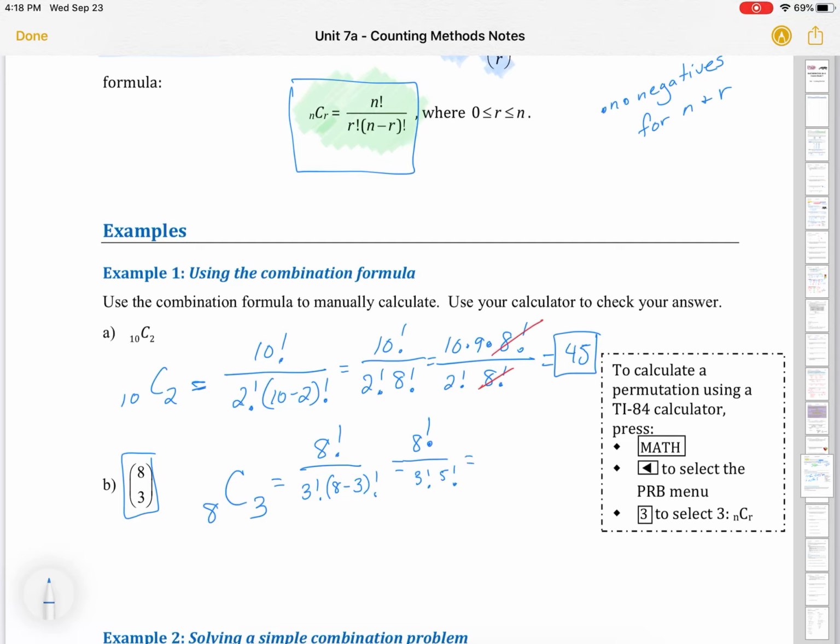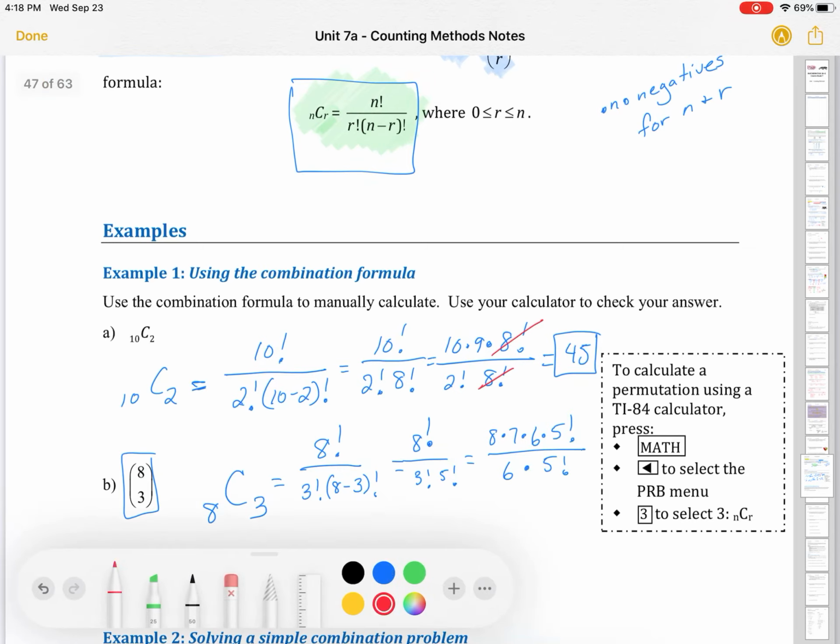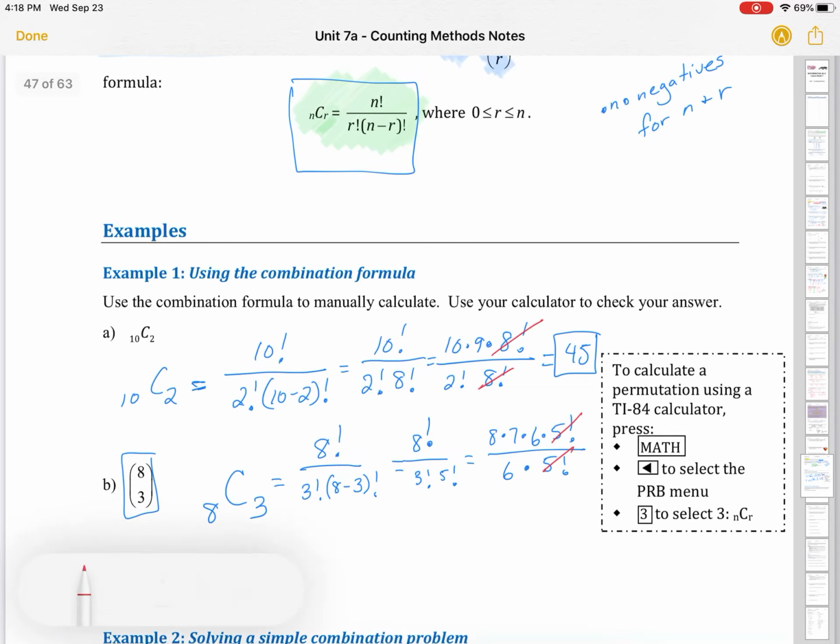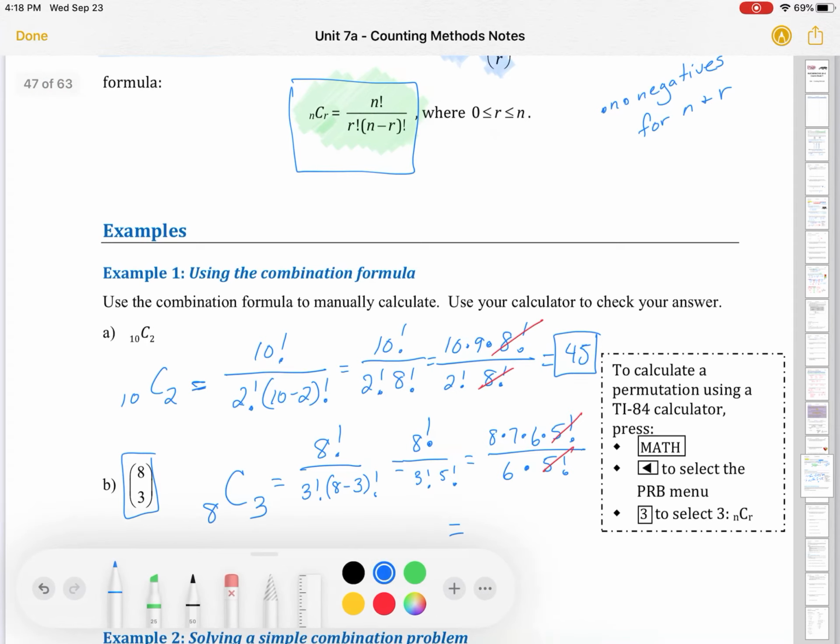8 factorial over 3 factorial. 8 minus 3 is 5 factorial. We can expand that out. 8 times 7 times 6 times 5 factorial, all over 3 factorial, which is equal to 6, because it's 3 times 2 times 1. And we have 5 factorial, which we're going to divide out.